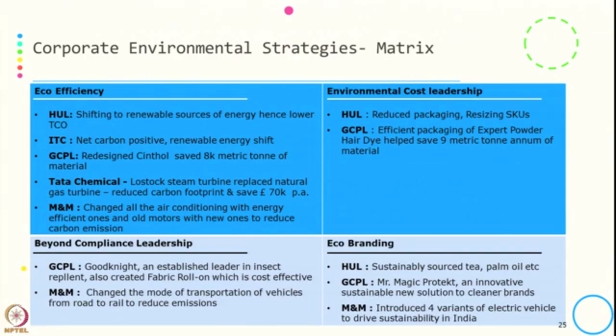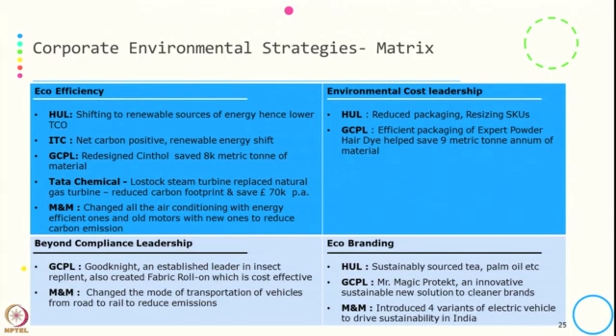One example can be shifting to renewable sources of energy, hence lower TCO, that is HUL, or the net carbon positive renewable energy shift by ITC. Then the redesigned Synthol saved 8K metric tons of materials, that is Godrej, and similarly for Tata Chemicals. So all the activities are mapped into the different strategies, and this is how the corporate environmental strategy matrix looks for all the companies we have discussed.